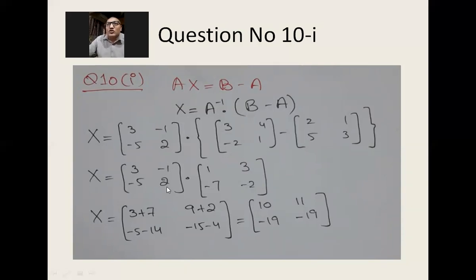Now the second row's turn to multiply. So the second row will multiply with the first column. So minus 1 into 5, minus 5 into 1, that will be minus 5, plus 2 multiplied with minus 7, it will be minus 14. Now the second row will multiply with the second column. First member multiplies with the first member, and the second member multiplies with the second member. So you will have minus 5 times 3, minus 15. 2 multiplied with minus 2, and that will be minus 4. So 3 plus 7, that is 10. 9 plus 2, that's 11. Minus 5 minus 14, that's minus 19. Minus 15 minus 4, and that's minus 19.